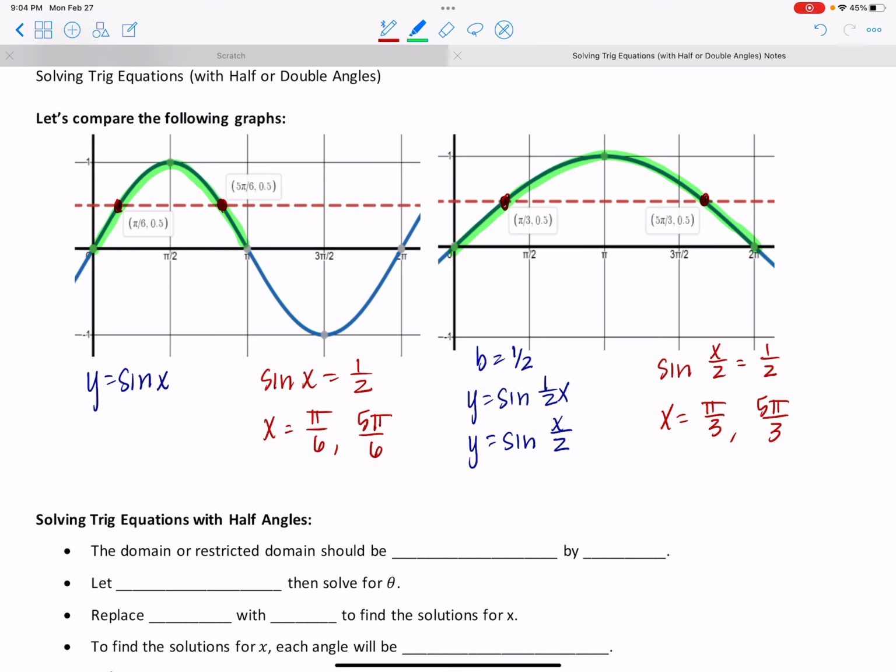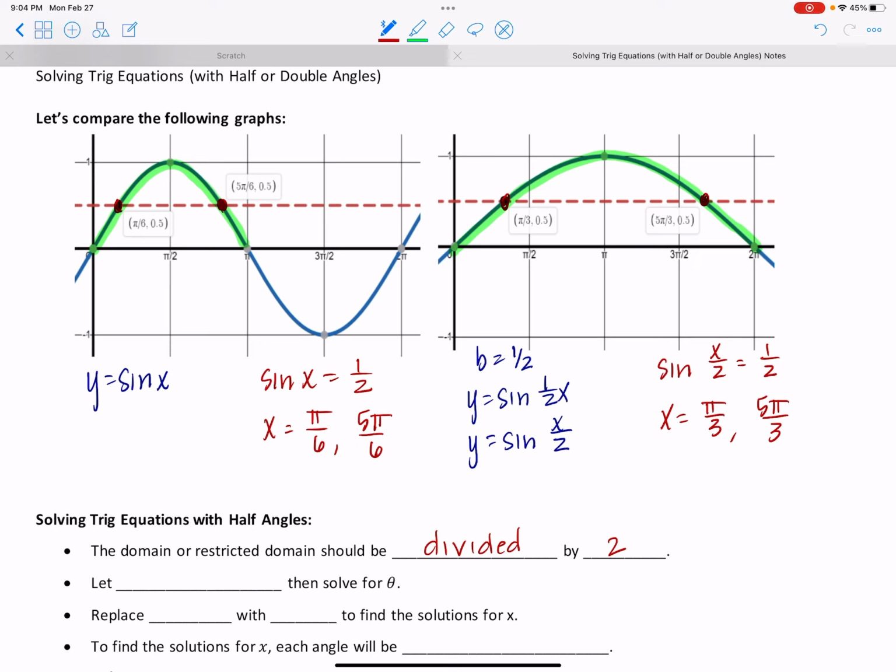So when we go to solve, that's the first key. We're going to take our restricted domain and we're going to divide it by 2. So normally we're saying, okay, let's just look over the interval from 0 to 2 pi. Well, if it's a half angle, let's just look over 0 to pi instead. So whatever the interval is, we're only going to need half of that to capture the half of cycle we're looking at with the half angle.